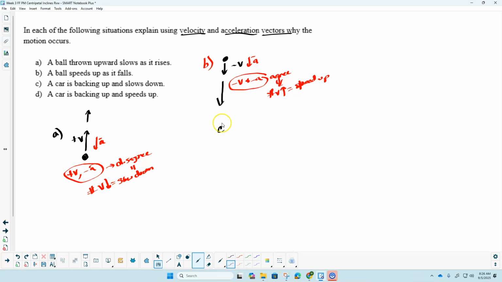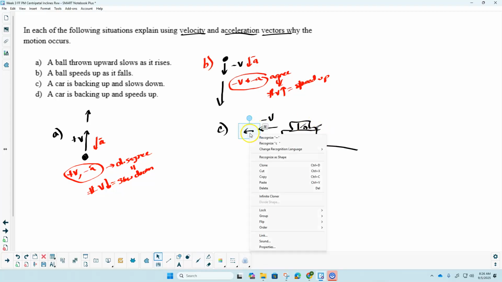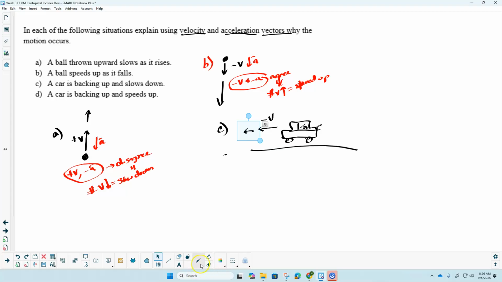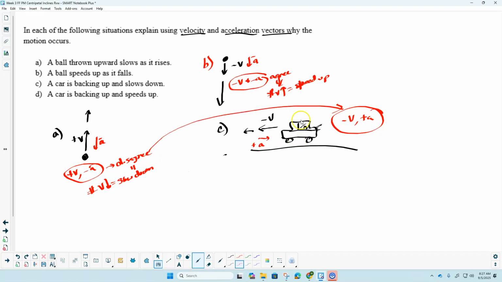The last two, C, there's a car. So I'm going to put the car facing right. So there's my car. And the car is backing up. So the velocity is going in the negative direction. And it's slowing down. So these arrows get smaller. So in order to slow it down, we would have to apply a force going the opposite way. So my acceleration would go to the right. So again, we have a negative velocity and a positive acceleration. So that's disagreement. Disagreement gives you this number for the velocity gets smaller.